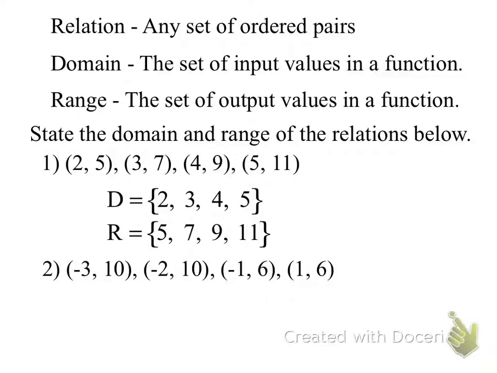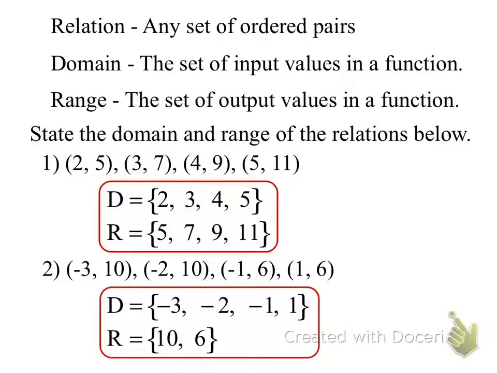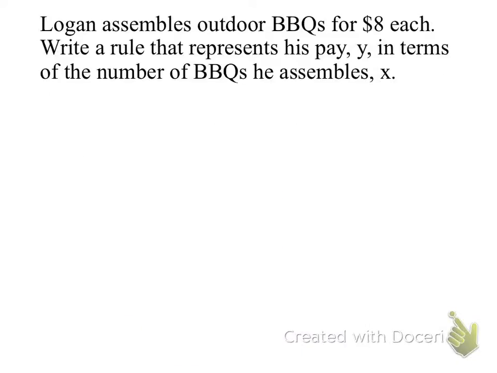Marcus, domain and range for the next one. The domain is -3, -2, -1, and 1. Good, stop. Somebody else, range. Scott, 10, 10 and 6. Just 10 and 6, and we don't write the repeats. Remember that? So this is all review from like chapter 3 of Big Ideas.